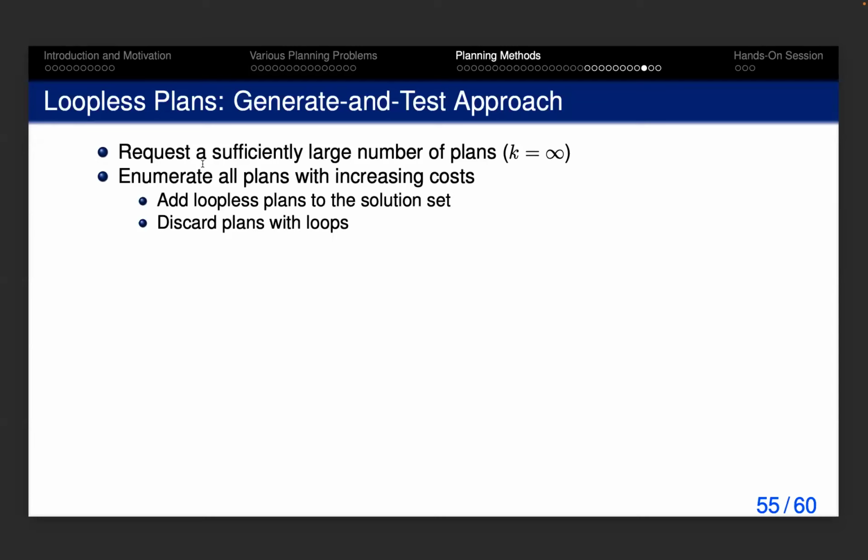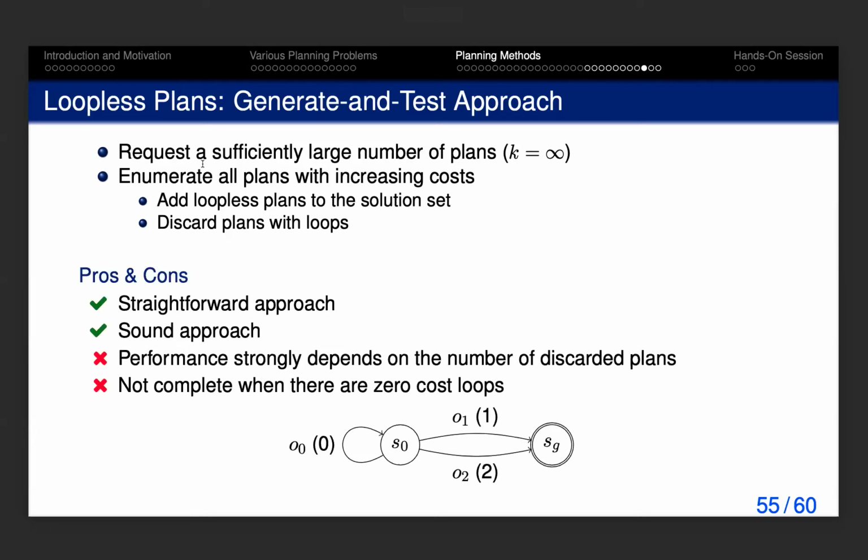The first and most naive way was to request a sufficiently large number of plans. So basically K to infinity, enumerate all the plans with increasing costs. And if the plan is loopless, so it's a generate-and-test approach, then we use it, and otherwise we discard it. There are pros and cons to this approach. The first one is that it's straightforward. You don't have to do much. It's a sound approach because we only consider plans that are loopless. But the performance strongly depends on the number of discarded plans. If you have a lot of these loopy plans, you discard all of them, but you generate them. And also it's not complete.